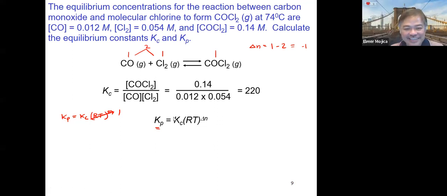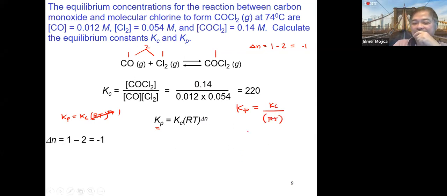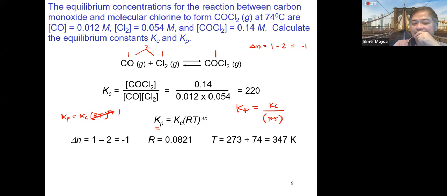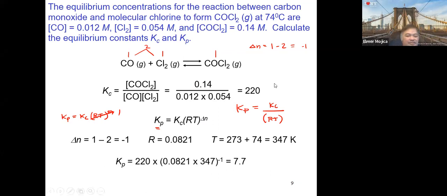But in this case, that's not the case. That's a negative 1. So we're going to put the value here. So we end up writing this as Kp equals Kc over RT. Right? You can write it in this form, but this is just the same as that. Agree? This form is the same as that form, raised to the 1. Right?